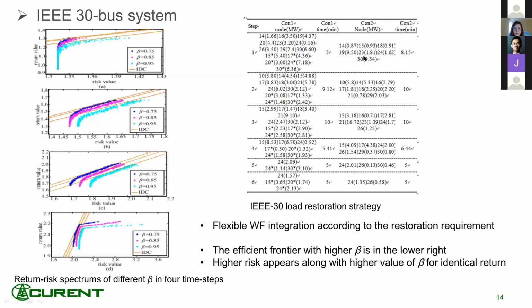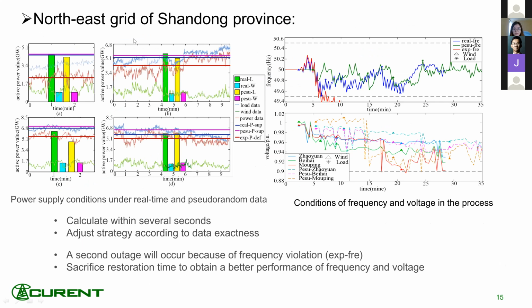This part of the work has already been verified using an IEEE 30 bus system. This shows the flexible usage of our proposed system, and it has also been verified using a real-world system, which is a part of the grid of Shandong province, China. It also shows flexible, robust adjustment ability on different online data with different exact needs.